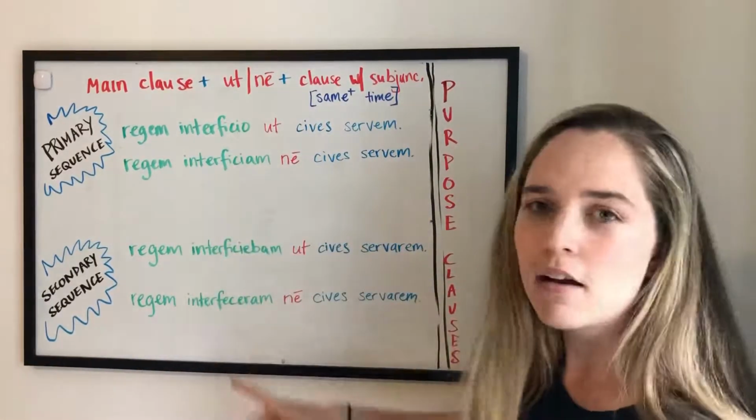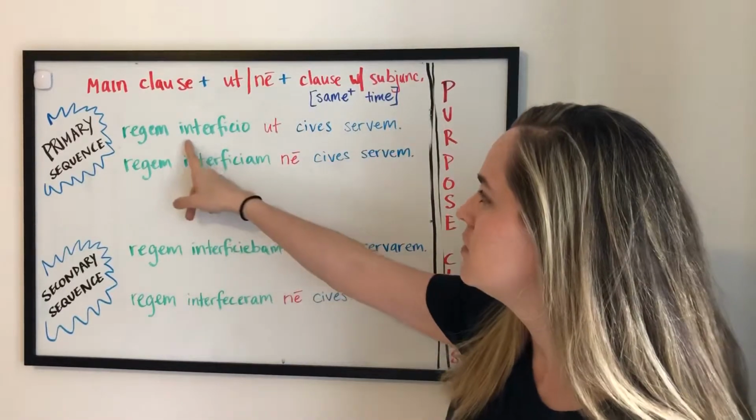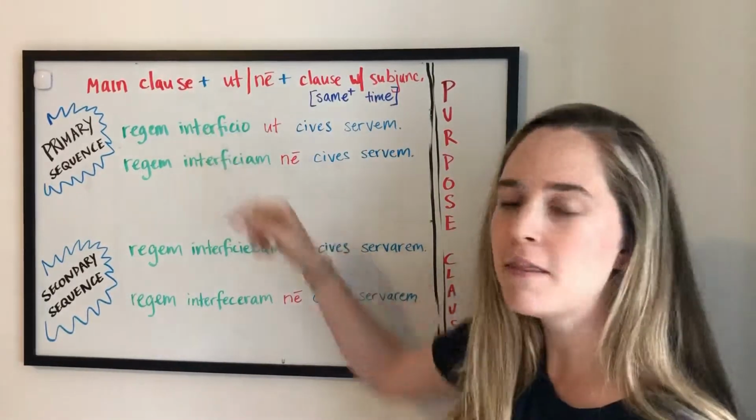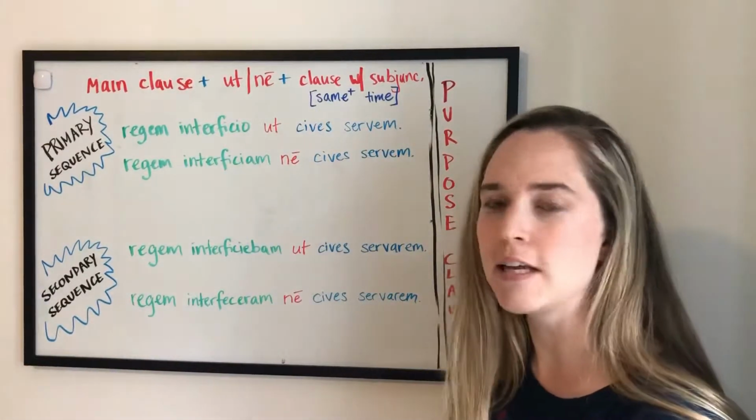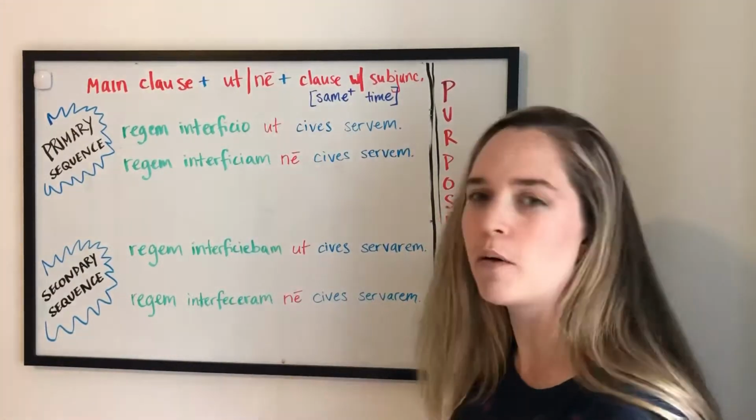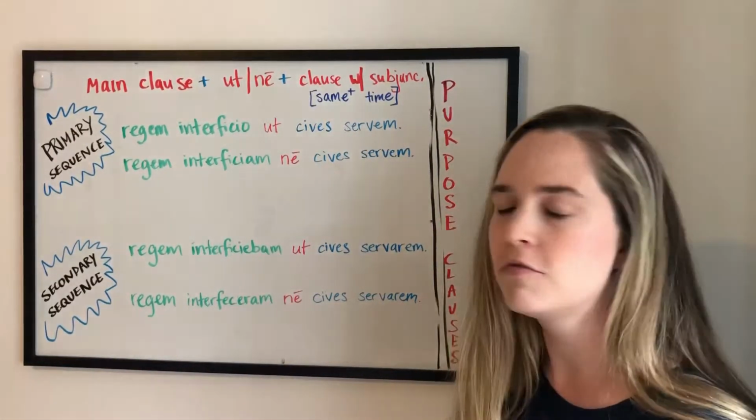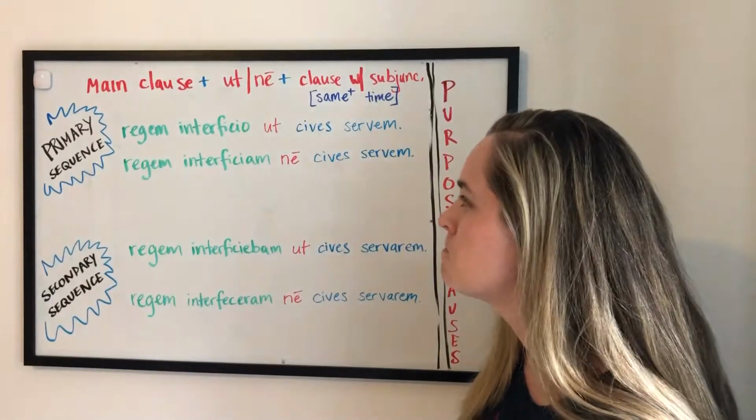So let's look at a couple examples of purpose clauses in the primary sequence and then a couple examples of purpose clauses in the secondary sequence. Hopefully that will give you a good sense of how to form purpose clauses in Latin.